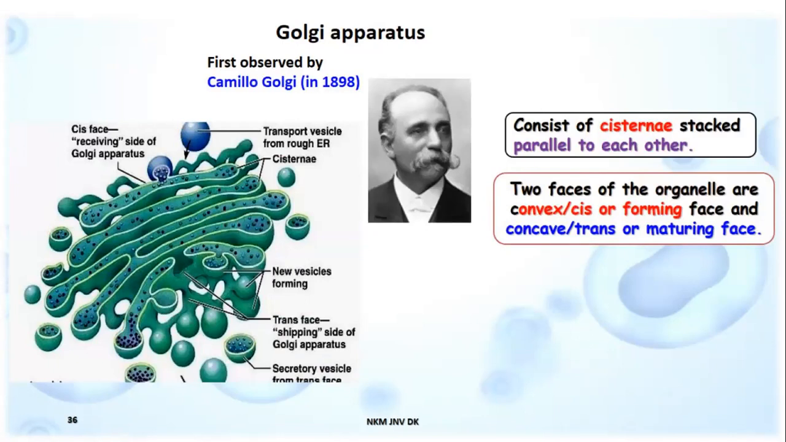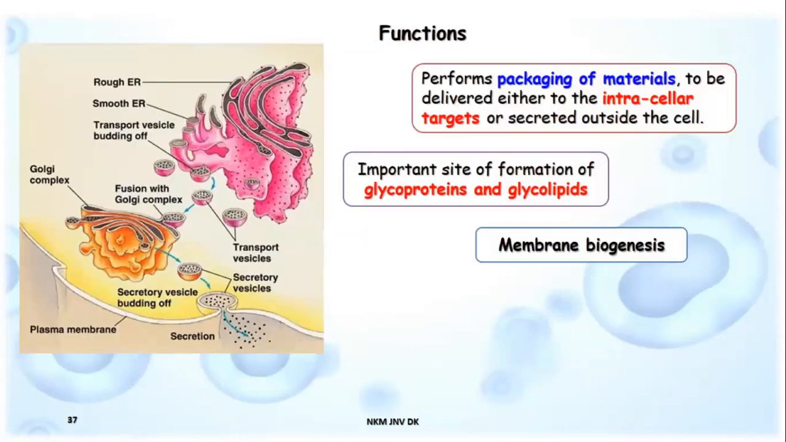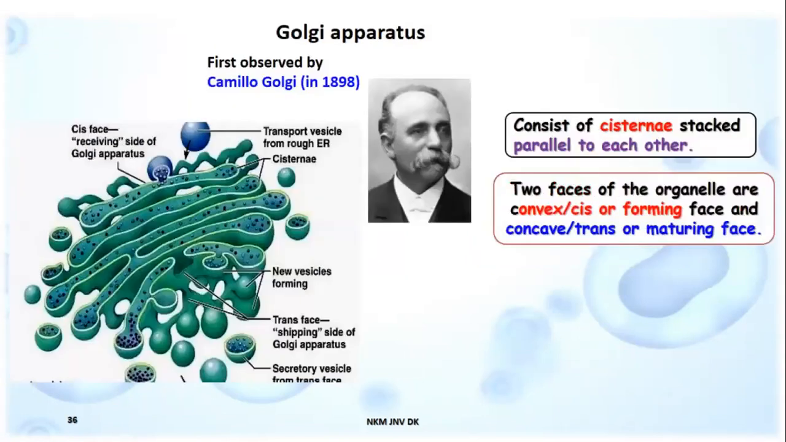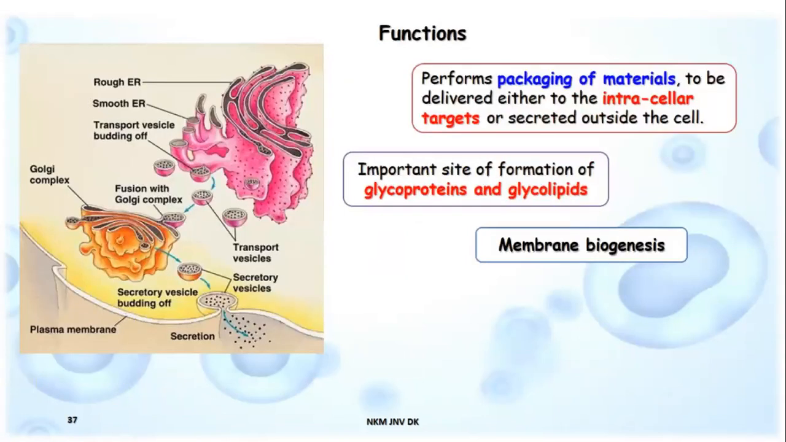The two faces of the organelle are the convex cis face, or forming face, and the concave trans face, or maturing face, consisting of cisternae stacked parallel to each other. Its function is packaging of material to be delivered either to intracellular targets or secreted outside the cell. It is an important site of formation of glycoproteins, glycolipids, and membrane biogenesis. This is the function of Golgi bodies.